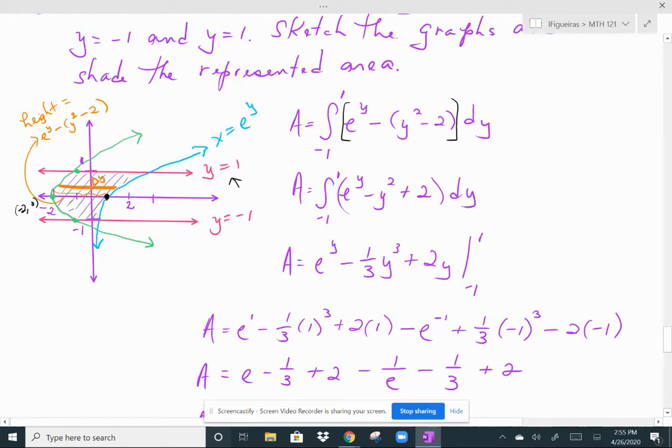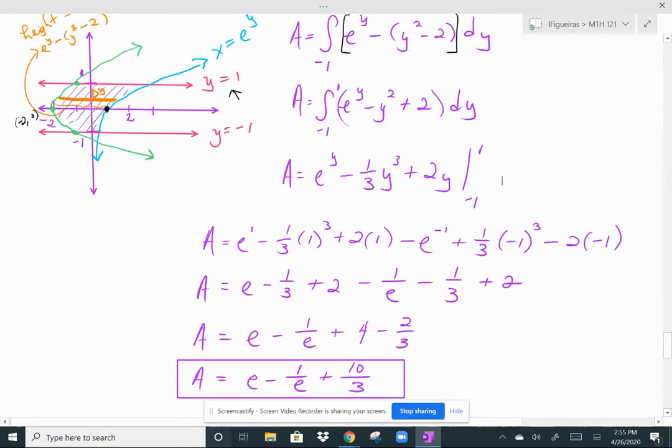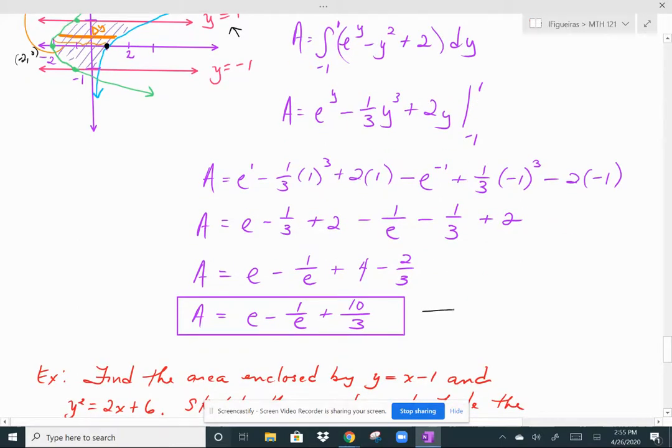Then I took the antiderivative. The antiderivative of e to the y is itself, e to the y. Antiderivative of y squared is 1/3 y cubed. Antiderivative of 2 is 2y. Plug in your upper limit and then subtract out your lower limit. So make sure you distribute that negative. And you end up with this result here, e minus 1 over e plus 10/3.